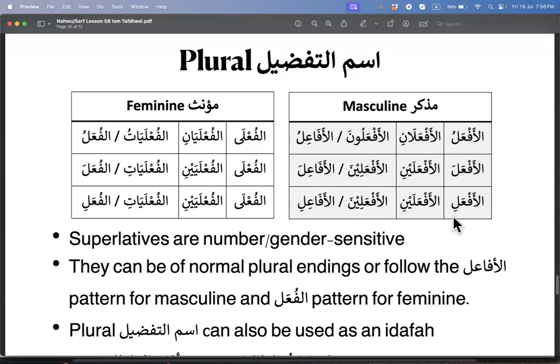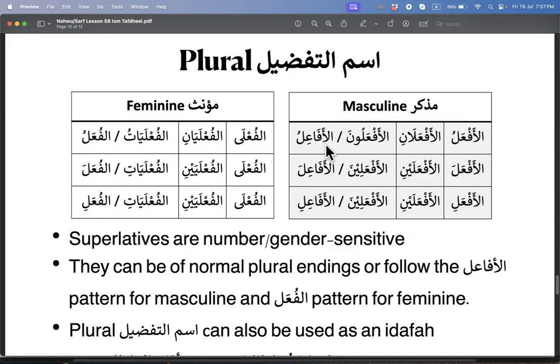Okay, but there is another jamak pattern. The jamak for masculine is also al-afa'il. This is marfu bi dhamma. So al-afa'ilu, al-afa'ila, and al-afa'ili. That's the masculine. So how to remember? Fa'il, plus a hamza at the front.